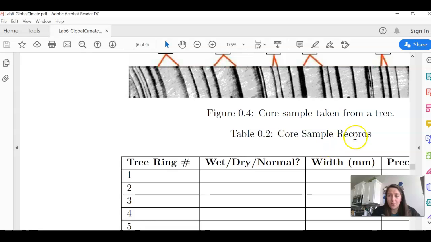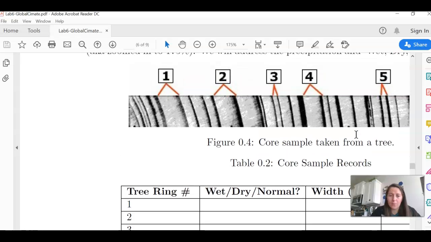Just record the widths in millimeters. So for example, if I were to do that with ring 1, I would measure it. You can't see what I'm doing with my hand, but I would measure it and assume that I have 20 millimeters, so I would write 20 millimeters.